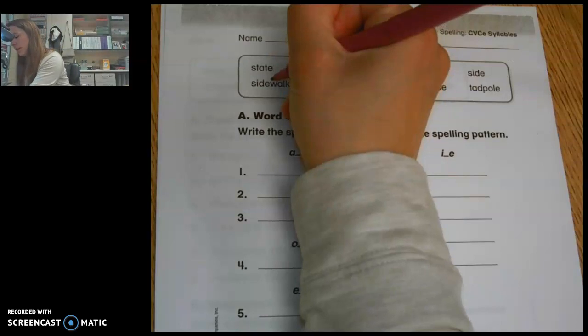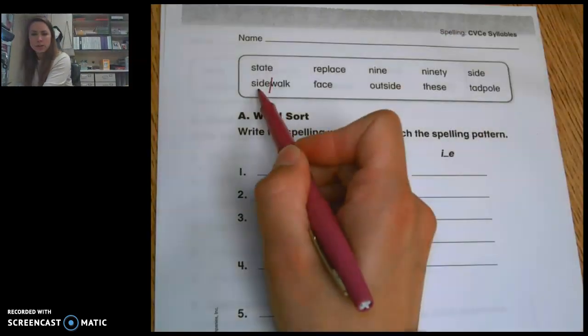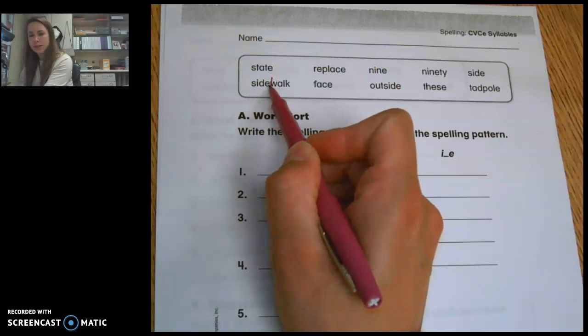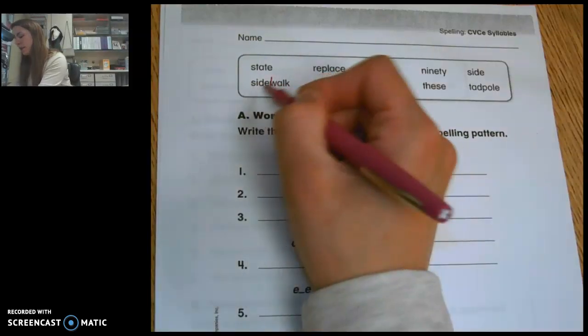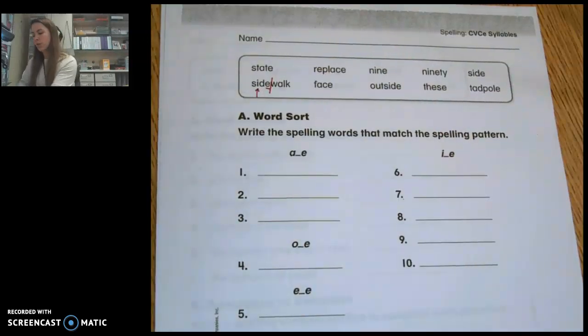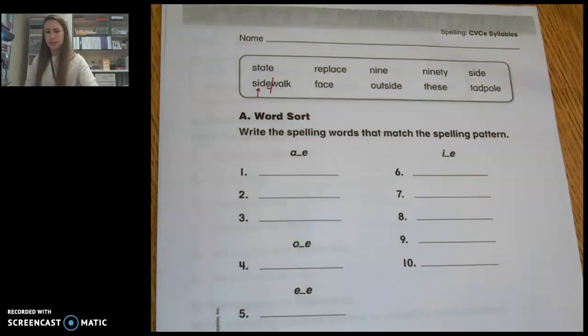You'll notice that if I separate this and I look at the word side, I see my CVCE word or my magic E. I have my magic E here, which makes the I say its name. The word walk will not be a CVCE word. There is not a long vowel or a magic E. We see that in side.